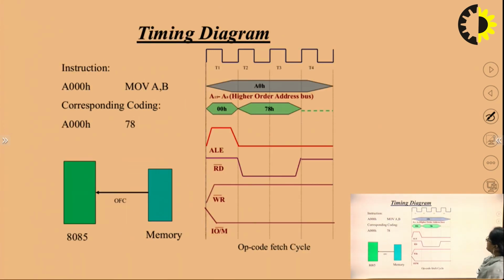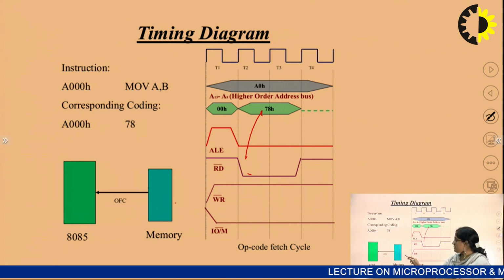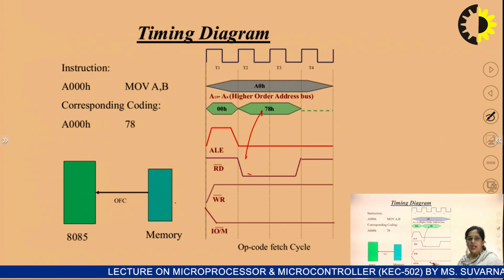This will be the timing diagram. The microprocessor will place the address, the higher order address A0 on the address lines and the lower order address 00 on the lower order address lines, and the ALE signal will be high. After that, the read signal will be active low. As soon as the read signal goes active low, memory will place 78H on the data bus. The write signal will be high and the selection of memory, that is IO/M bar, will be active low.